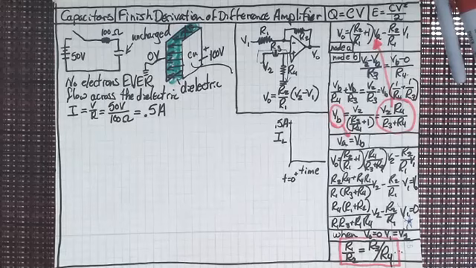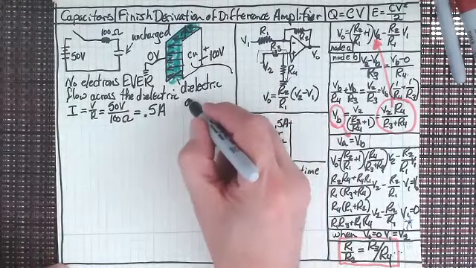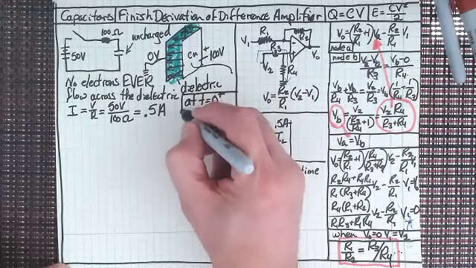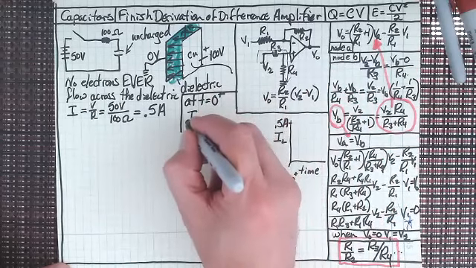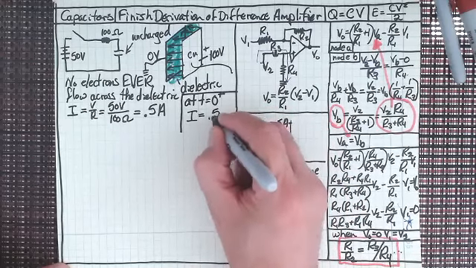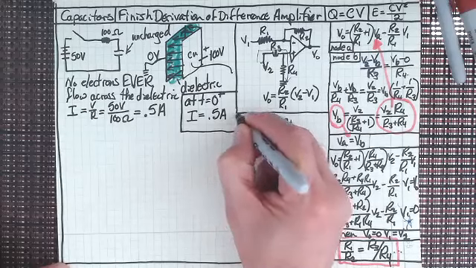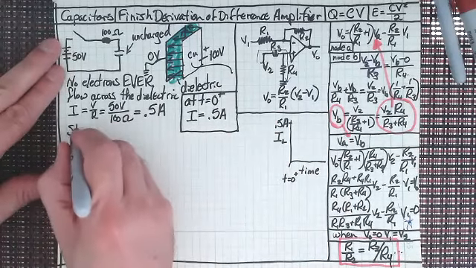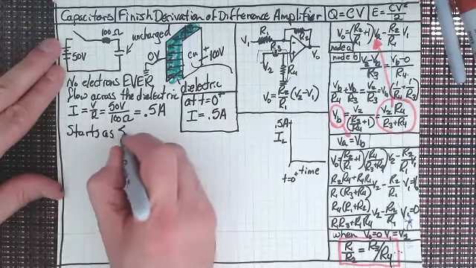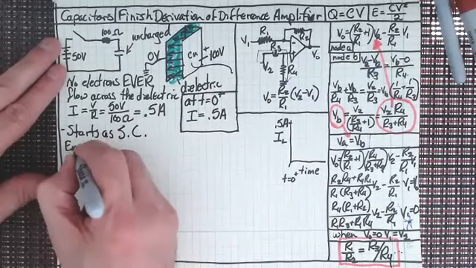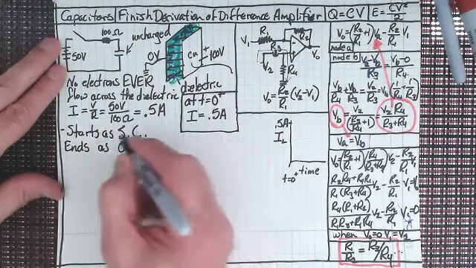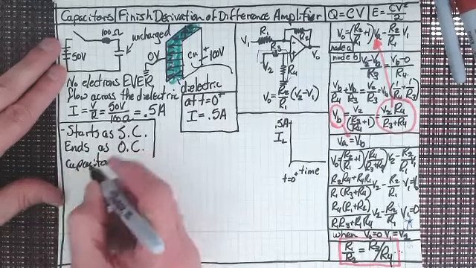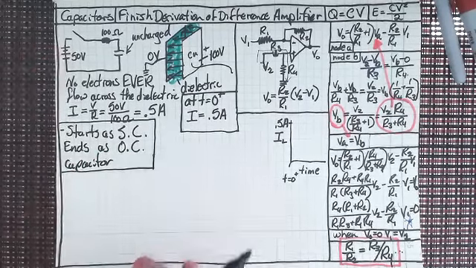When I throw that switch, I'm going to write this in a box: at t equals 0 plus, I equals 0.5 amps. That's right. It starts as a short circuit. Capacitors start as a short circuit and end as an open circuit. A capacitor starts as a short circuit, ends as an open circuit.